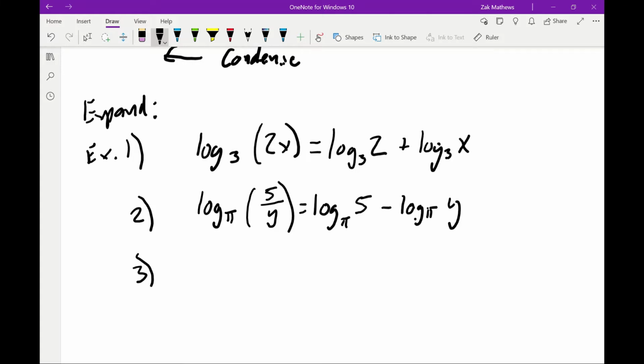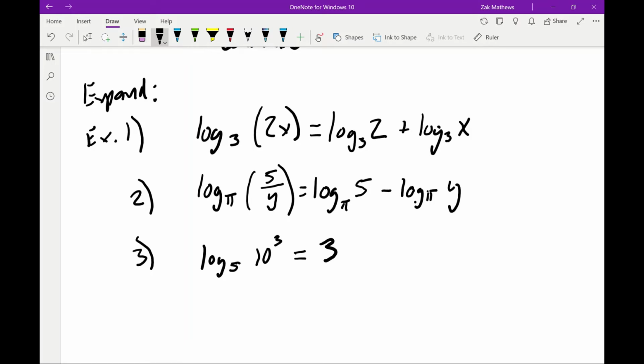Let's take one more simple one, and then we'll make them a little bit harder. Let's take log base 5 of 10 to the third. Well, we can write this as the exponent comes to the front using our power rule. Then we have our log. Our base was 5, that has to stay the same. And then we're taking the log of 10. So log base 5 of 10 to the third becomes 3 times log base 5 of 10.